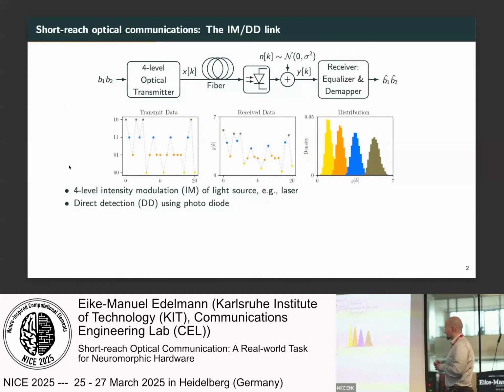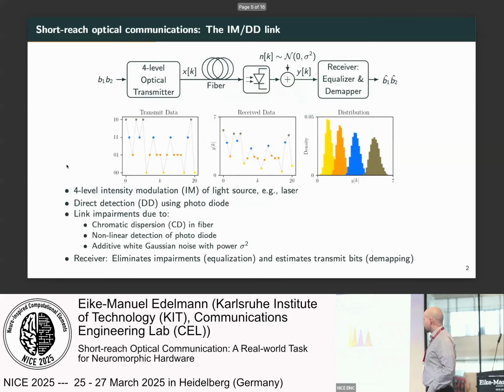We modulate the power of the laser, and then we couple the transmit signal onto the optical fiber, and at the receiver we have a photodiode, where we have a direct detection via the photodiode, and then we have some thermal noise at the receiver, and then we receive y_k, so that's what we observe at our receiver. So what's happening in the channel?